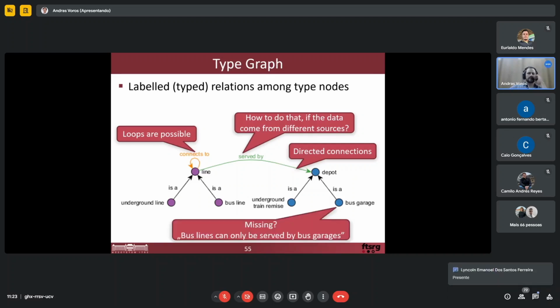If you are thinking about this metamodel, it's not complete in the sense that something is missing. For example, a bus line can only be served by a bus garage, because the bus can't go down to the underground. So this served-by relation from line to depot will not capture all the necessary information. You will learn later how I can add more information, because the bus line can only be served by the bus garage.